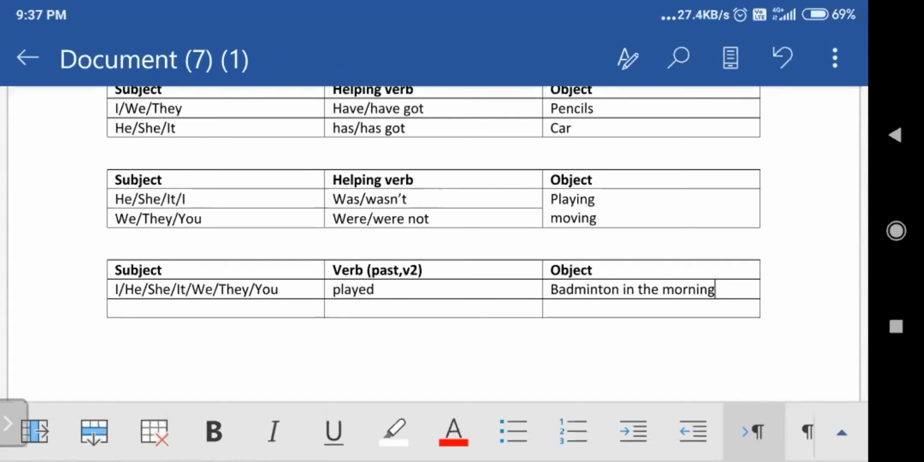Even just leave it at badminton. You can see it will also work with we. We played badminton. They played badminton. You played badminton. She played. That is the fundamental difference between the two.